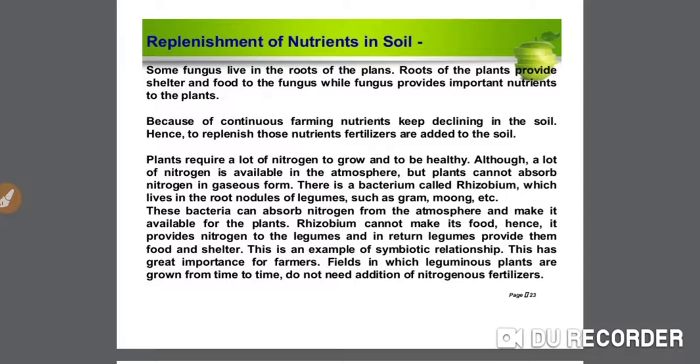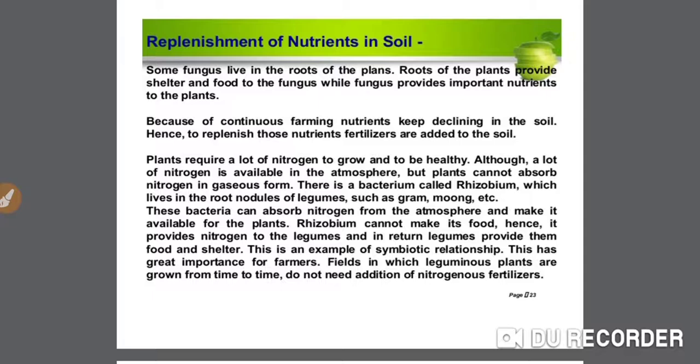Meaning if you are cultivating the same kind of crop continuously, at that time you will find that a deficiency takes place in your soil. So we have to nourish our soil. So we have to use fertilizer and manure.